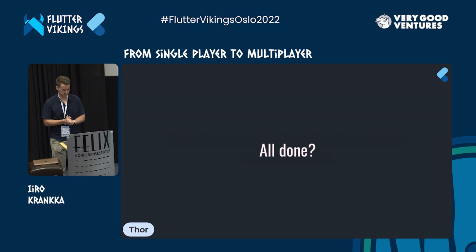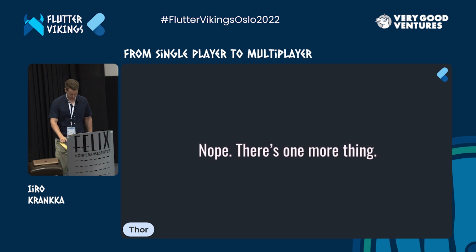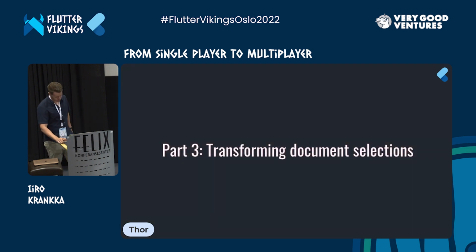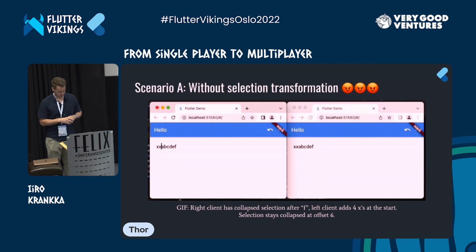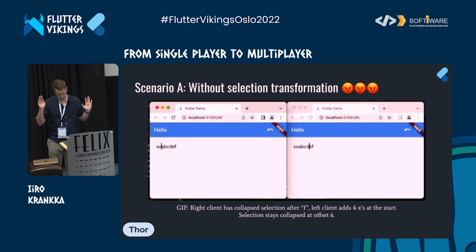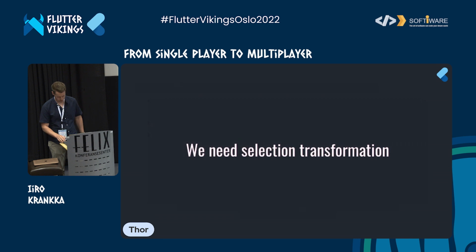Are we all done? Can we now finally go to sleep? Nope, we have to do one other thing, which is transforming document selections. So here we have an example without selection transformation. On the right side, the client is not doing anything. They just keep the cursor behind the character F, but somebody adds something in front of their selection, and it just shifts like this. We don't want that. Otherwise, we just add characters to random positions. So we need this selection transformation.